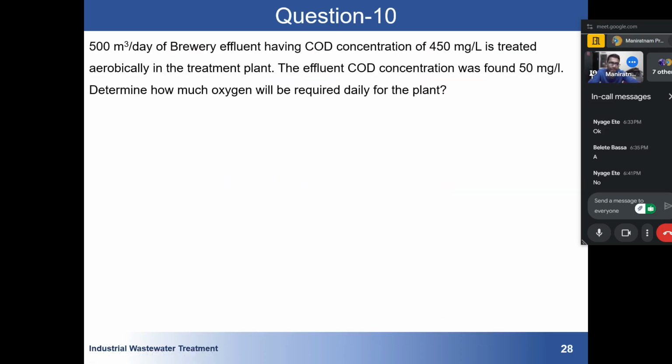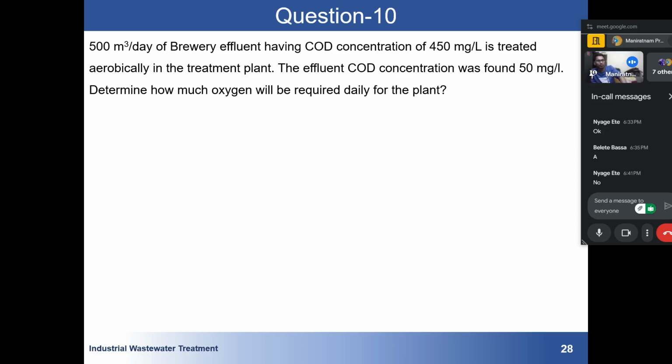Question number 10. 500 meter cube per day of brewery plant wastewater having a given COD concentration is treated aerobically in a treatment plant. The effluent COD concentration is found to be 50 milligram per liter. Determine how much oxygen will be required daily for the plant. So we are reducing this much concentration to this much. Then how much oxygen do I have to apply?